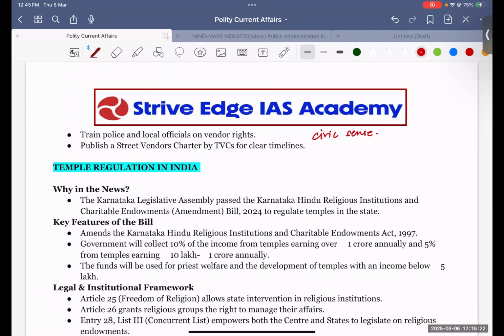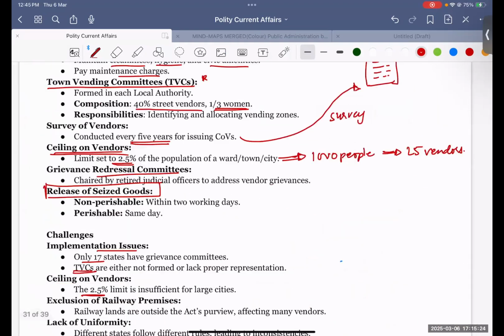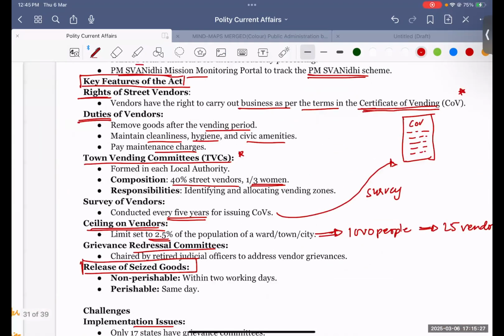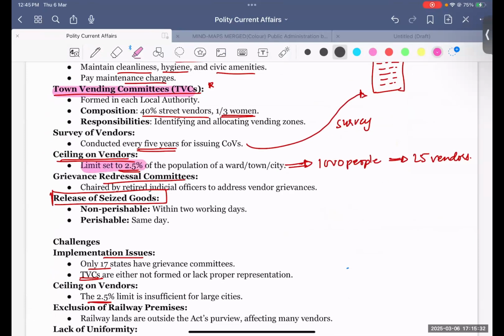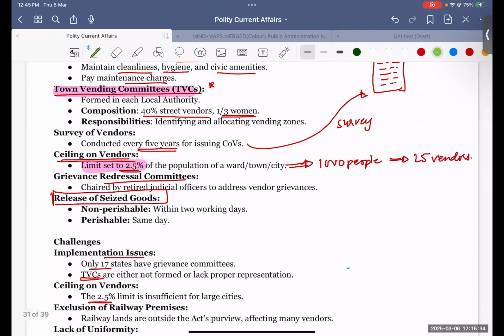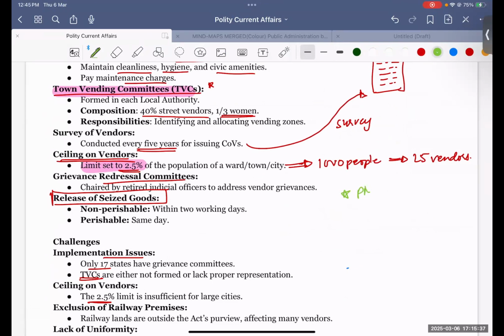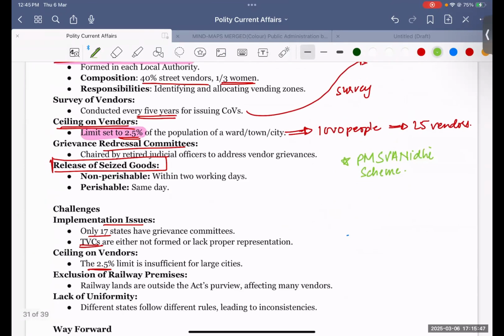Now, what becomes important for you is all these minute details about the TVC and the COV, this limit. What else is important, guys? The PM Swanidhi scheme. So this was a microcredit scheme, right? So read about this. This also becomes important. You could also read about smart city missions.